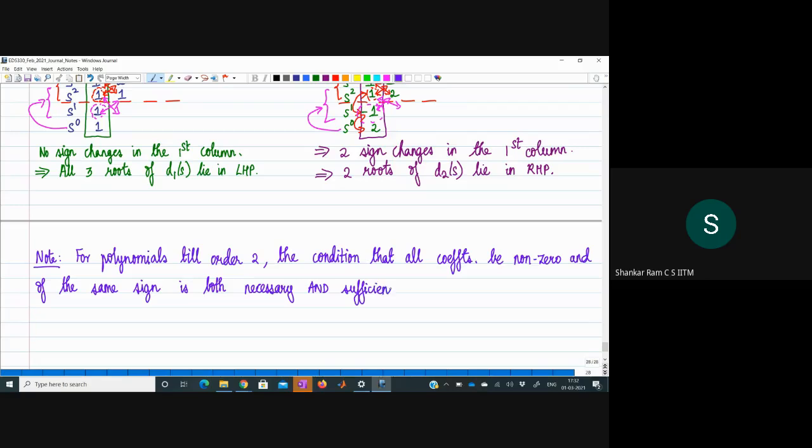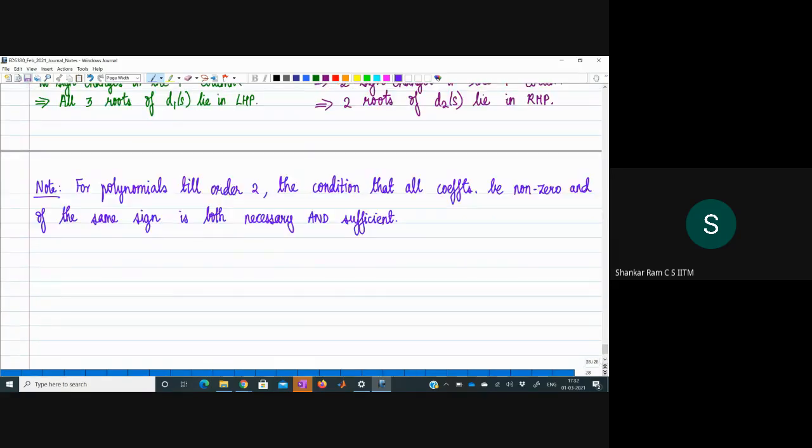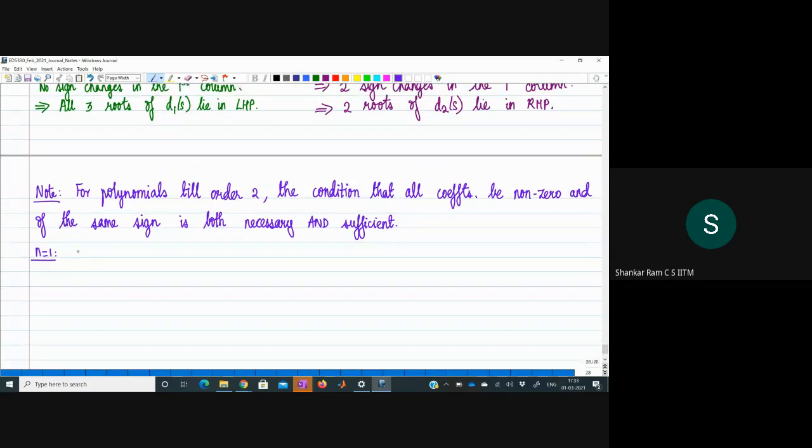This is an interesting condition, is it not? If we have polynomials up to order 2, that is first order and second order polynomials, we don't even need to form the root array. By just looking at the polynomial, we can conclude about the distribution of its roots. Let's say we take n equals 1. It's very straightforward. Let's say we have the polynomial D of S to be a0 s plus a1. That's the first order polynomial.